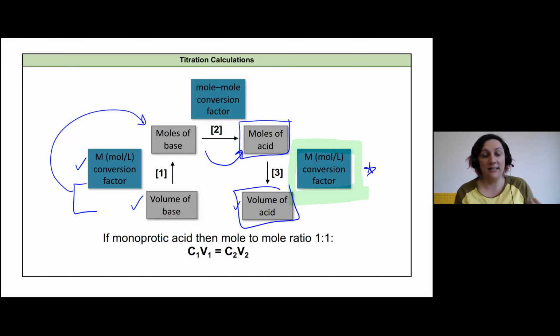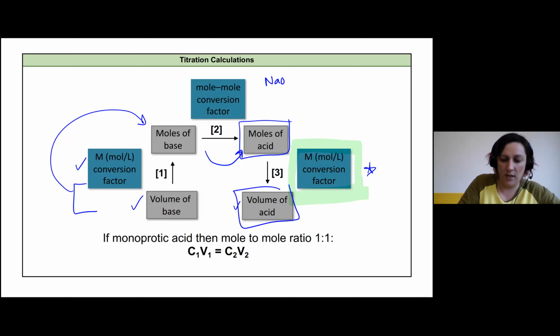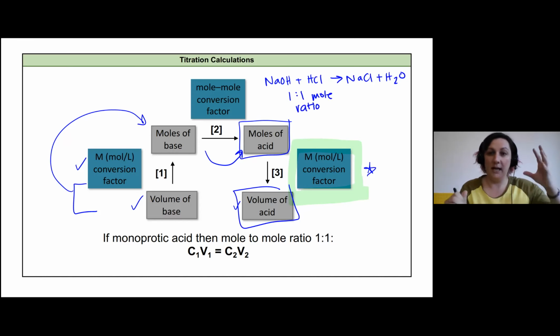As you've seen, a lot of acid-base reactions involve the transfer of one proton. So a lot of times when we're doing these titrations, we have a 1-to-1 mole ratio for our acid plus our base. An example of this would be sodium hydroxide plus hydrochloric acid forms sodium chloride and water. So I have a 1-to-1 mole ratio here between my sodium hydroxide and my hydrochloric acid.